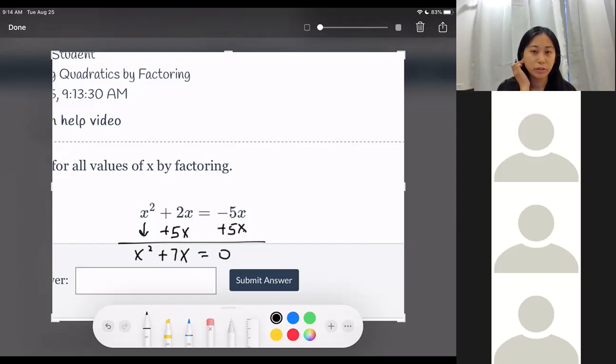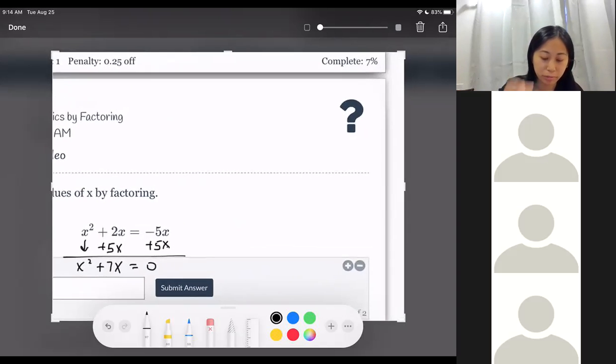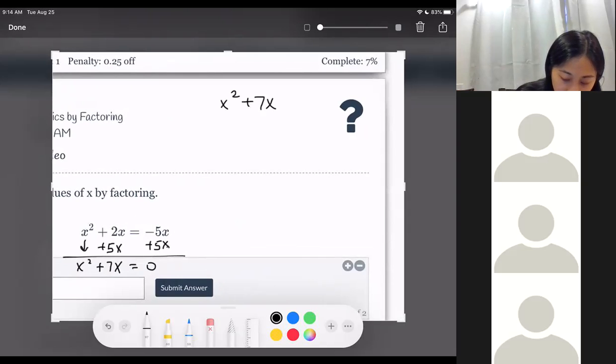Okay, so this time we don't have a constant number. We don't have a plain old number. Everything has some sort of x attached to it. So this is a different type of example than the one we just did. I'm going to rewrite it over here. X squared plus 7x equals 0. So since every single piece has an x of sorts attached to it, I'm going to factor out an x.